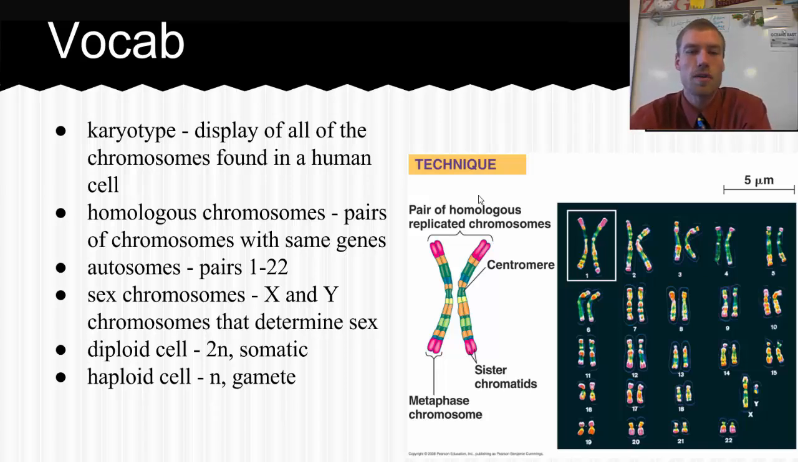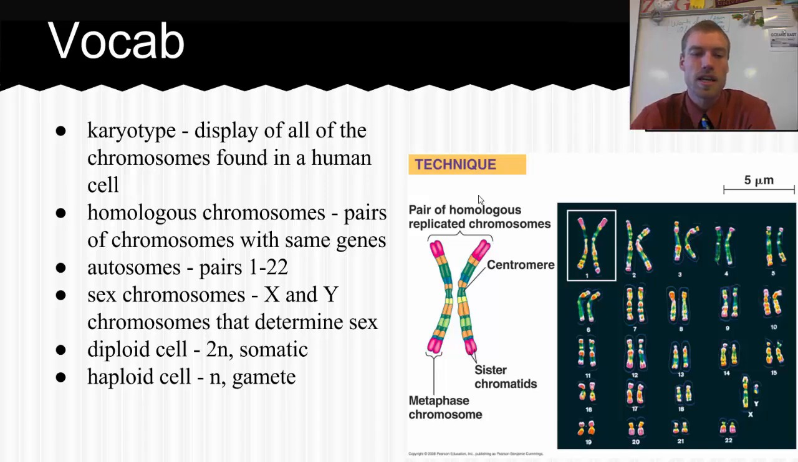You've got your autosomes, which are the pairs 1 through 22, and then you have your sex chromosomes, which are the X and Y chromosomes that help determine sex. Lots of organisms have different ways of determining sex, but there is usually some sort of sex chromosome that helps to differentiate. How exactly those look is different from species to species.